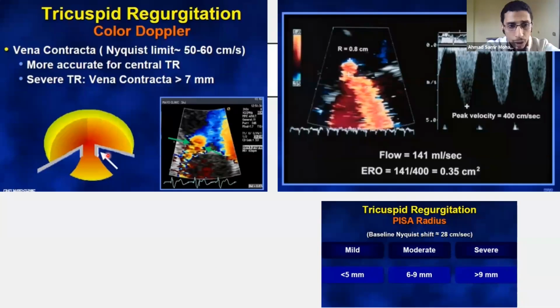This narrowest part, or the neck of the flow convergence, if it is more than 7 millimeters, identifies a severe tricuspid regurg. And this is best assessed with a Nyquist limit, the default for most of our machines, that is between 50 and 60. For the PISA, it is usually assessed with a Nyquist limit around 30 centimeters per second, and the regurgitant fraction, if more than 45%, represents a severe tricuspid regurg, while the PISA radius, from the upper point to the tricuspid leaflets line of coaptation, if it is more than 9 millimeters, represents severe tricuspid regurg.